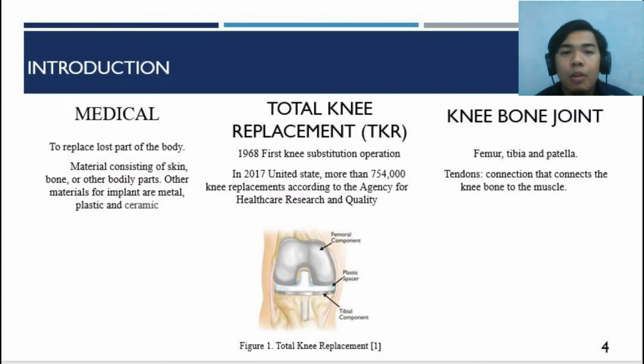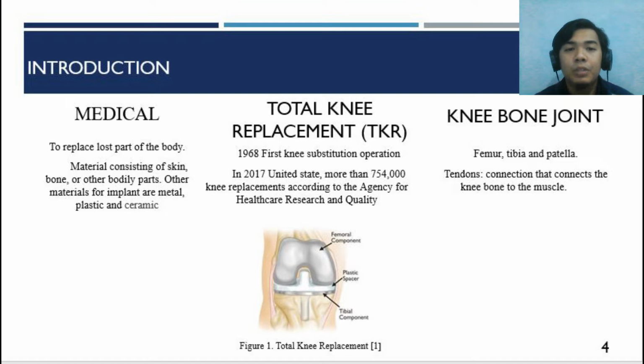Knee implant is one of the medical implants to replace a broken knee. This project is to provide an alternative medical device for individuals who experience knee problems. A medical implant is a device or tissue that is placed into the body surface. A medical implant is to replace a lost part of the body. An implant can be put in or removed permanently when no longer necessary.